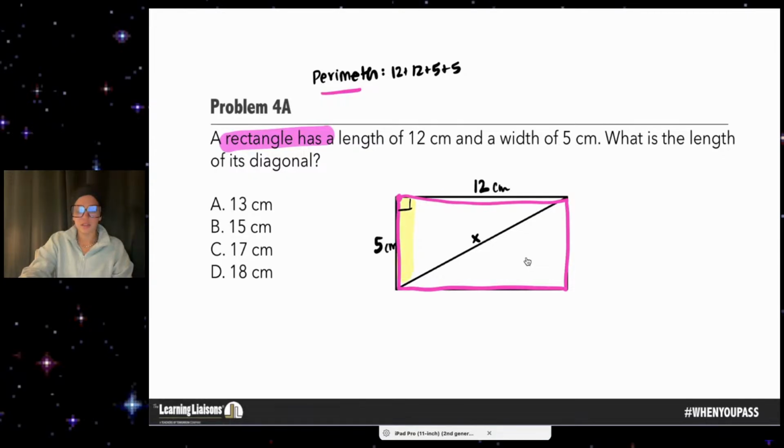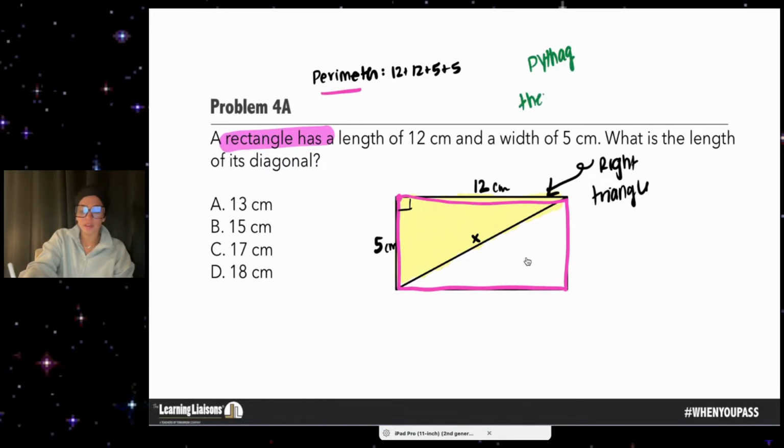This is a triangle. And more specifically, it's a right triangle. What does that mean? What does it mean that I have a right triangle here? It means that I can use the Pythagorean theorem.